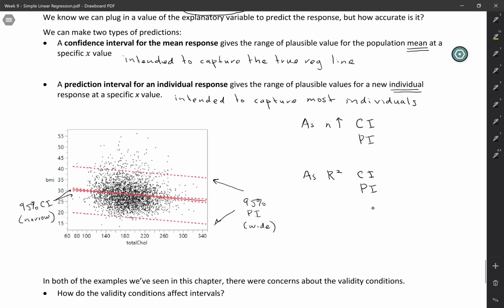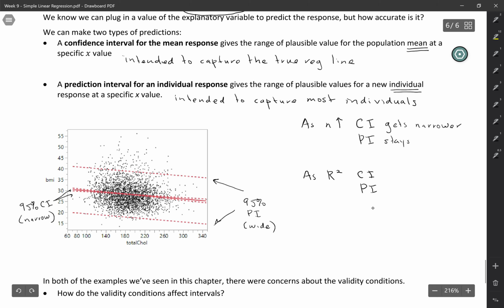So as our sample size gets bigger, our confidence interval gets narrower. And we've seen this in other contexts, that as we get more information, as our standard error gets smaller, we're able to estimate the mean more precisely. So the confidence interval would get narrower as we get a larger sample size, but the prediction interval actually stays about the same.